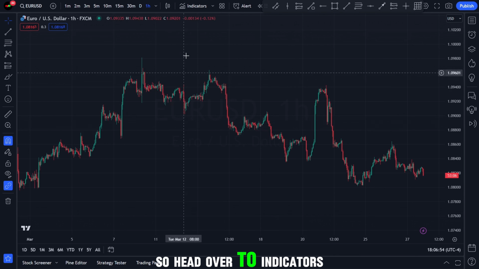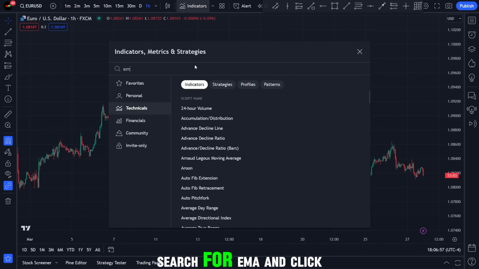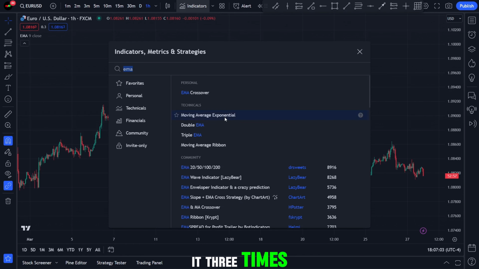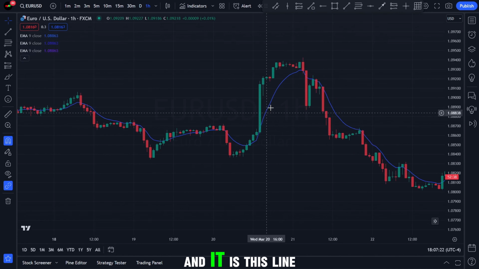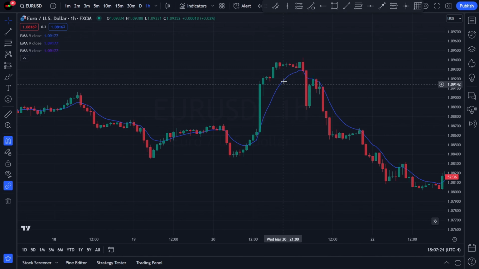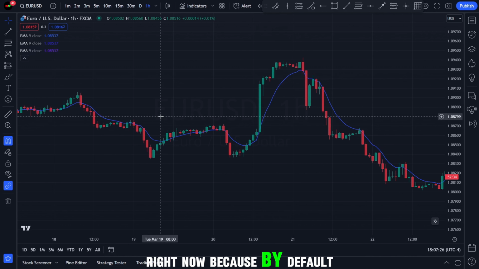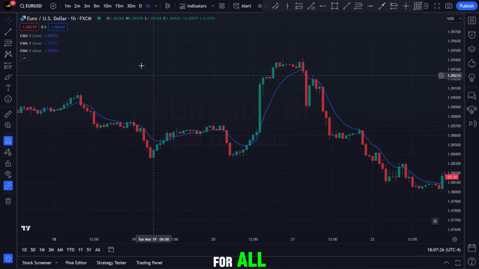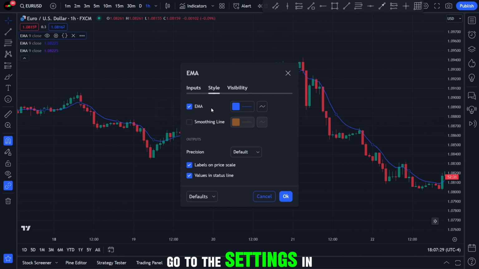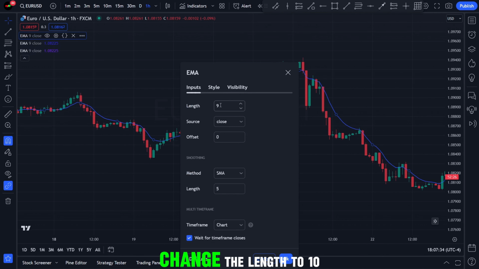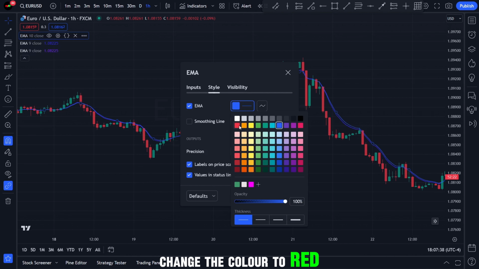Alright, so like I said, we will need 3 EMAs on the chart. So, head over to Indicators, search for EMA, and click it 3 times. Now you've got 3 EMAs on the chart, and it is this line over here. You only see one here right now because by default the length is the same for all. So, we're going to change that and customize them to our strategy. Go to the Settings. In the Inputs tab, change the length to 10. And in the Style tab, change the color to red.